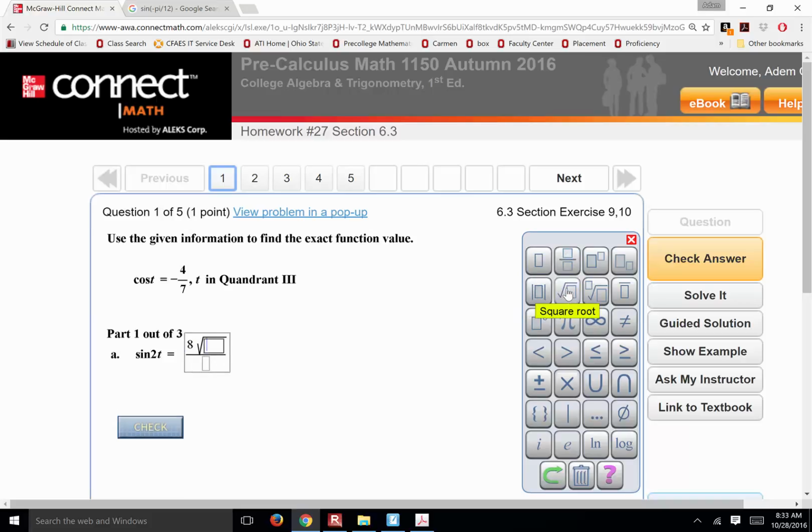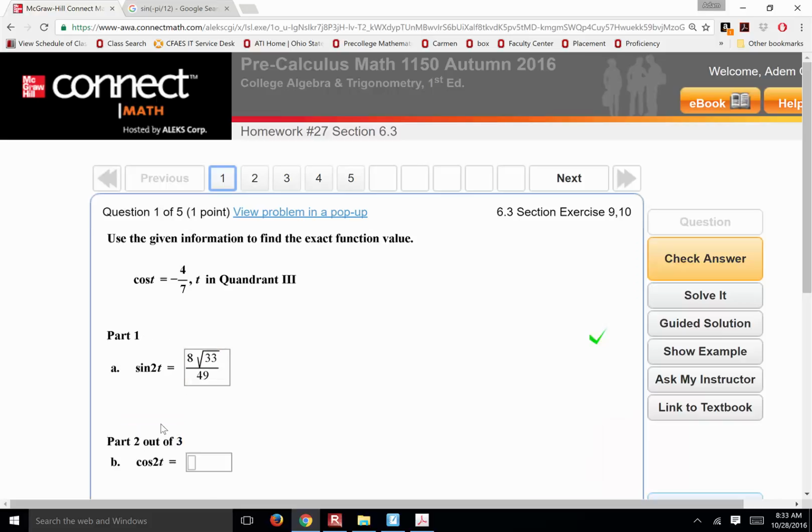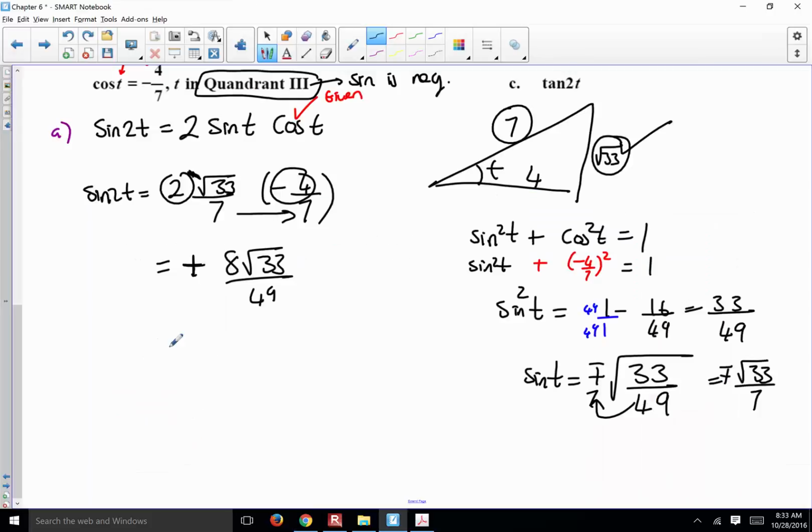Eight root 33 over, what was it, 49. Good. Now we are going to do cosine 2t.